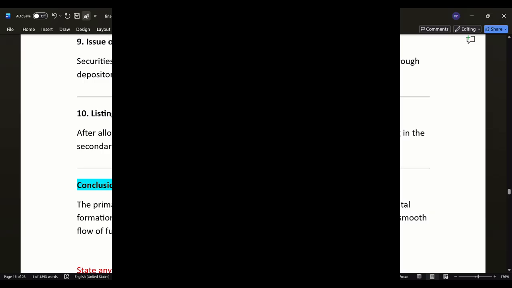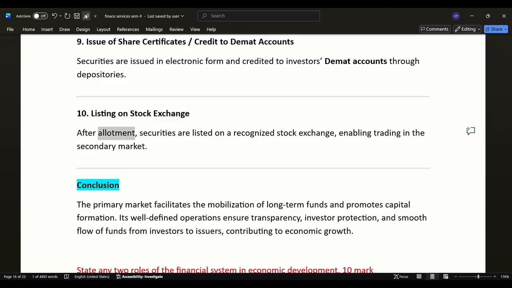9. Issue of share certificates/credit to demat accounts. Securities are issued in electronic form and credited to investors' demat accounts through depositories. 10. Listing on stock exchange. After allotment, securities are listed on a recognized stock exchange, enabling trading in the secondary market.